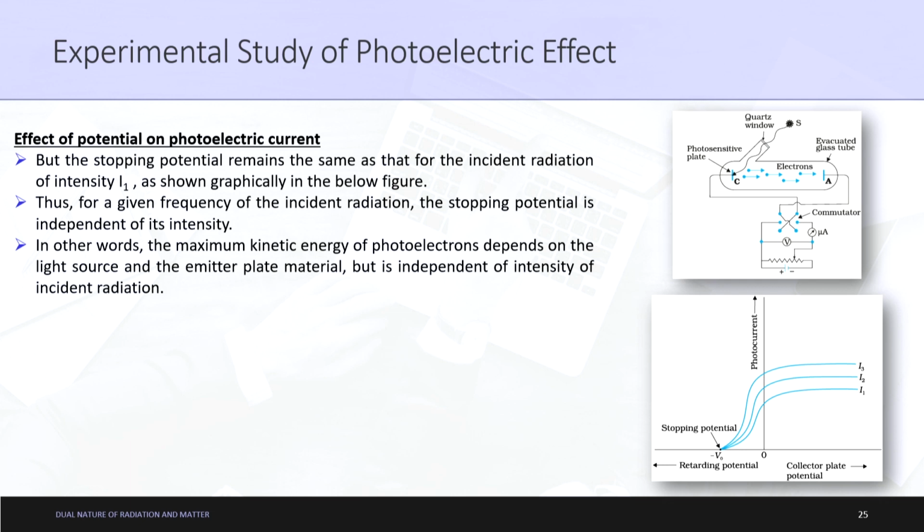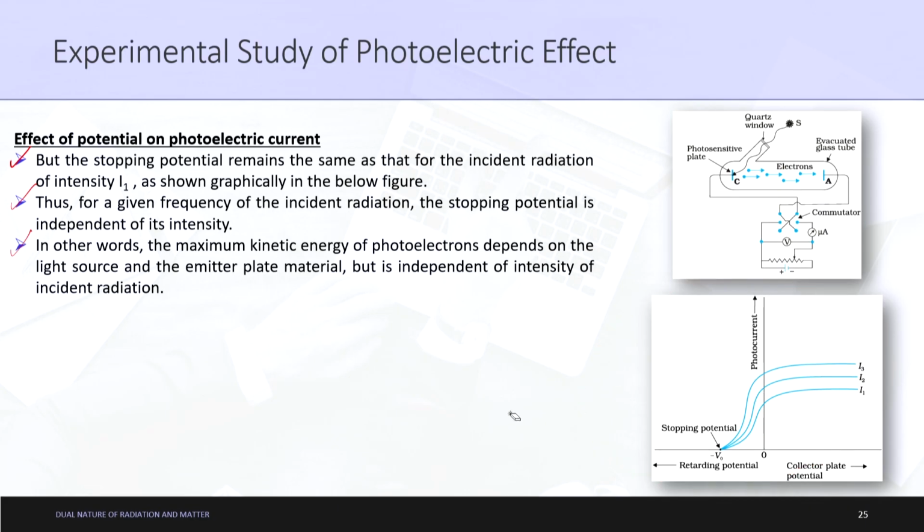In other words, the maximum kinetic energy of photoelectrons depends on the light source and the emitter plate material, but is independent of the intensity of incident radiation. So, that line says the kinetic energy depends upon the light source and emitter plate, but it does not depend upon the intensity of incident radiation. That was the complete discussion of the first point.